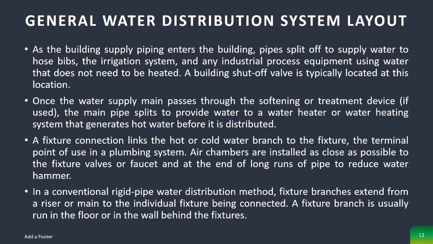Air chambers are installed as close as possible to the fixture valves or faucets and at the end of long runs of pipe to reduce water hammer. So later, we will talk about what air chambers are and what water hammer is. In a conventional rigid pipe water distribution method, fixture branches extend from a riser or main to the individual fixture being connected. A fixture branch is usually run in the floor or in the wall behind the fixtures.